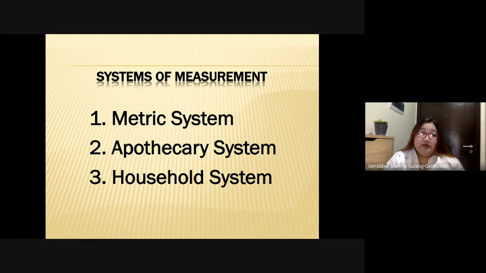Tablespoon is a capital T. The small t is teaspoon. And C is for cup, either small or capital. So we should know the universally accepted abbreviations. You have to memorize them. It's in the book, also the different conversions. So let us discuss each of these systems of measurement one by one.